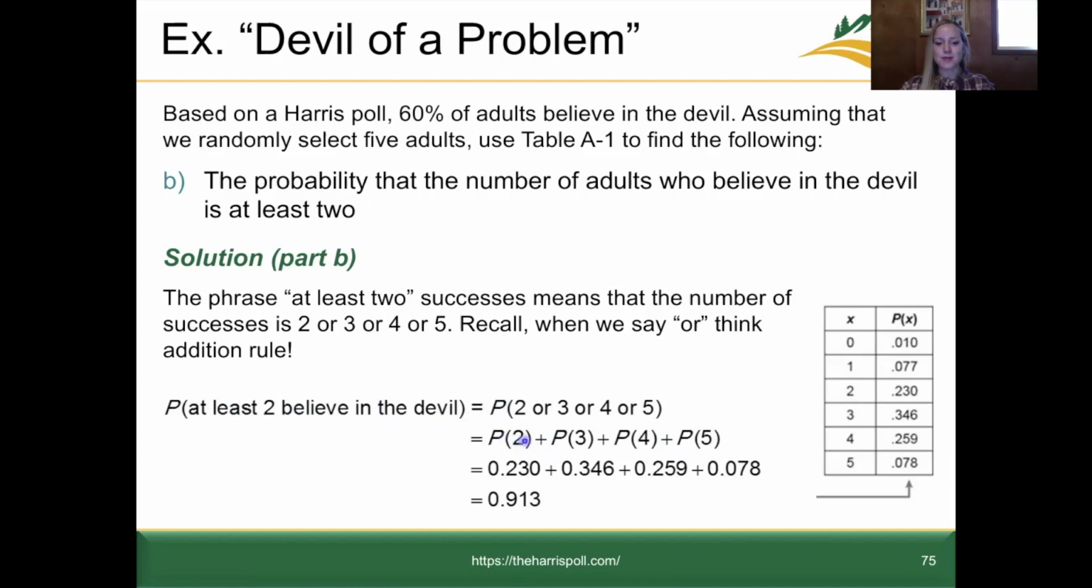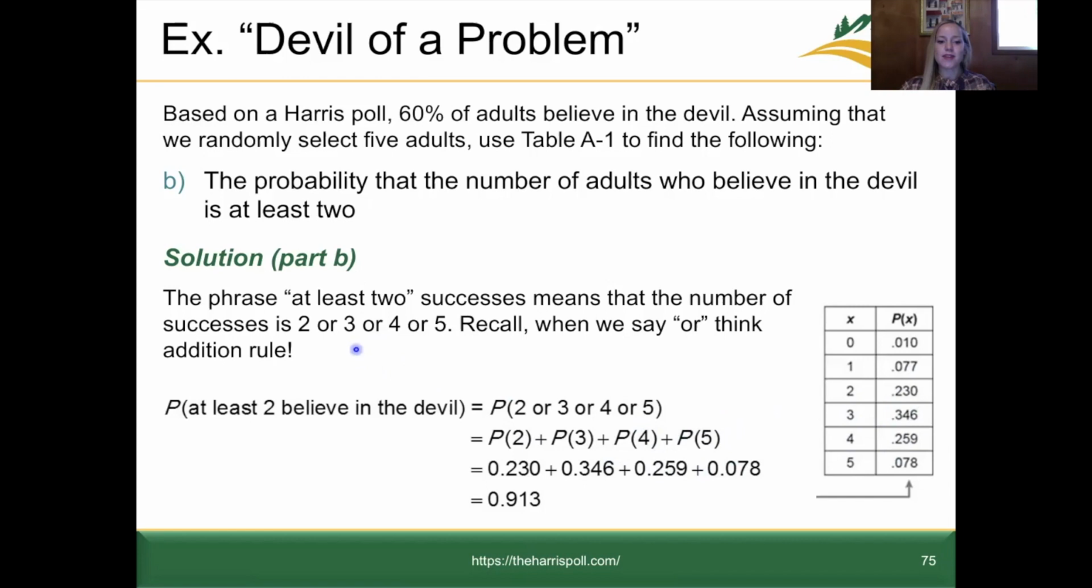Then we can use this table. We already know our n value, we already know our p value. That means we're over here in our table. So the probability of 2 is when x is equal to 2. That's 0.230. The probability of 3 adults believing in the devil, that's an x value of 3, which we already looked at for part A, that's 0.346. The probability then of 4 adults believing in the devil is 0.259. The probability of 5 adults is 0.078.